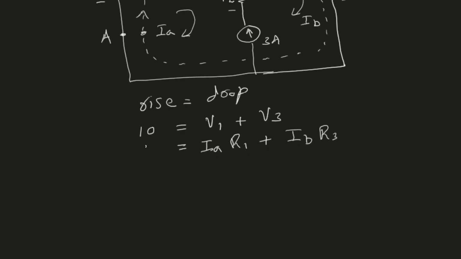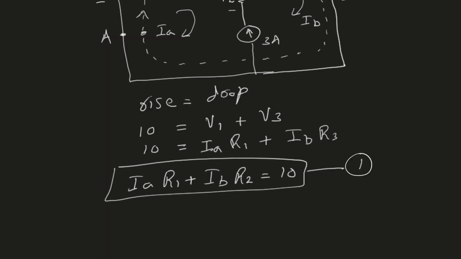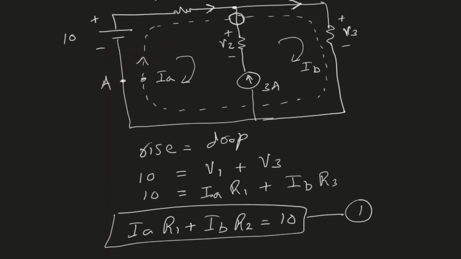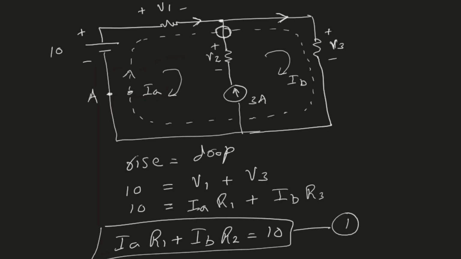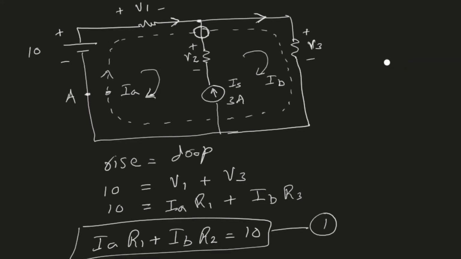Now that we have this one equation, I have IA times R1 plus IB times R3 equals 10. This is my first equation, but I need another equation. And the other equation can be seen from the circuit. You see this source current IS, the source current. In this diagram, it is going upwards, which is the same direction as IB. Now, let me say this and then I will ask you if you agree with that. Let's say, if I say that IB minus IA equals 3 amperes.